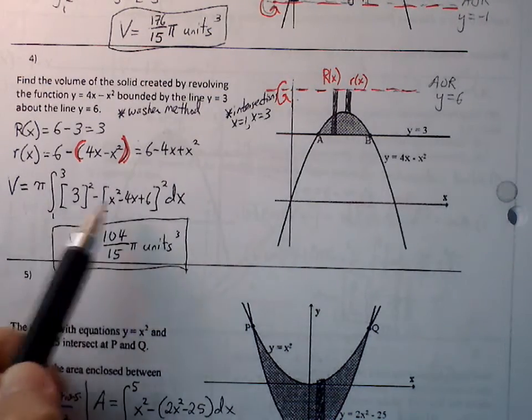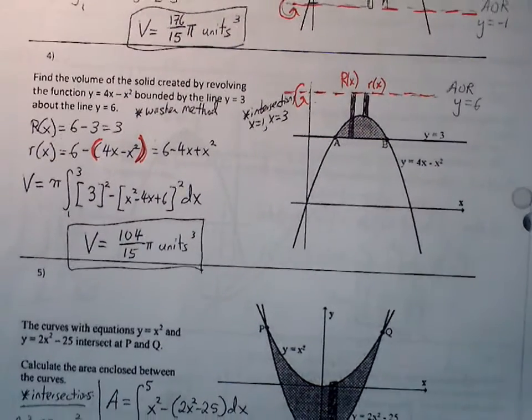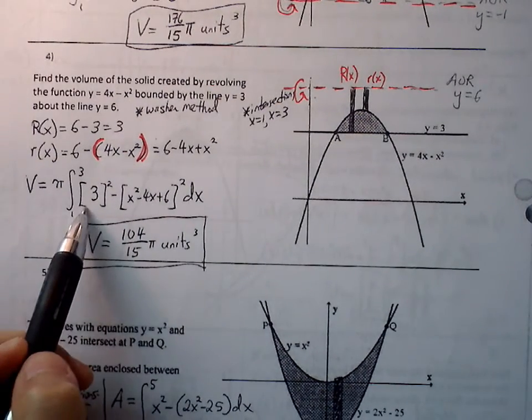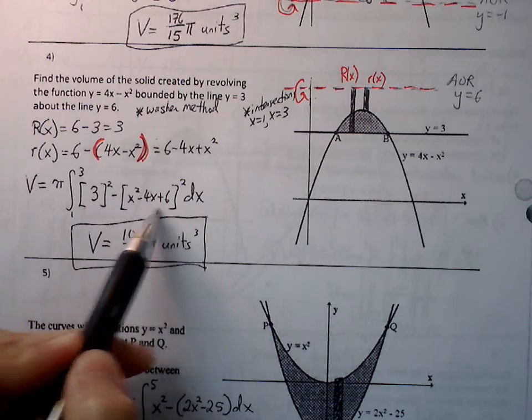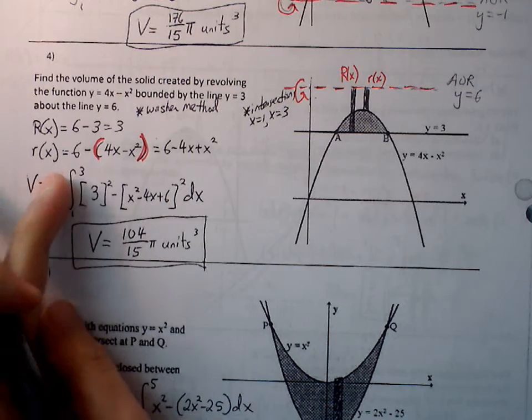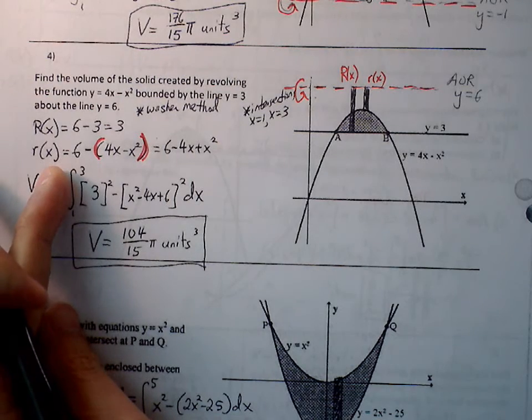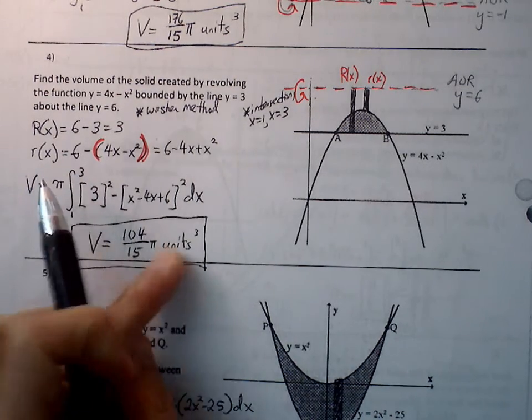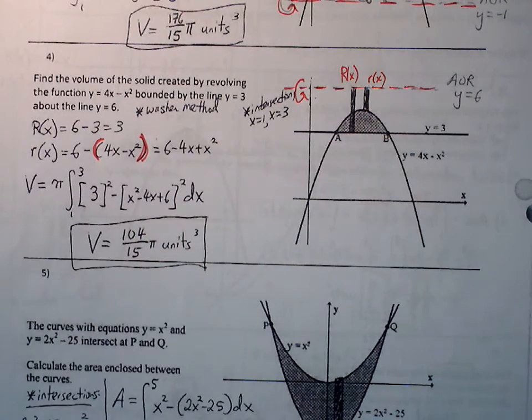And then we plug into our volume formula for Washer method. Big radius, quantity squared, minus little radius, quantity squared. Again, bound from 1 to 3. Plug in the calculator without the pi, get it to a fractional value, and then we enter pi ourselves. 104 over 15 pi.